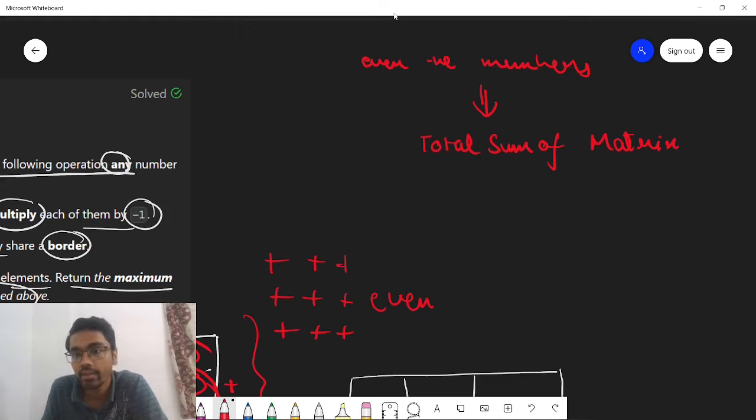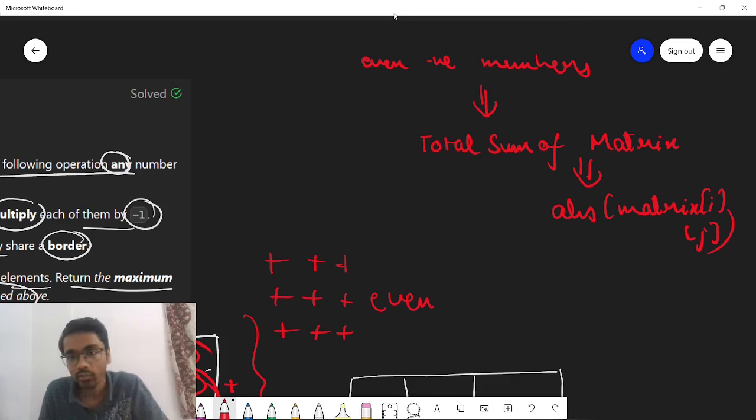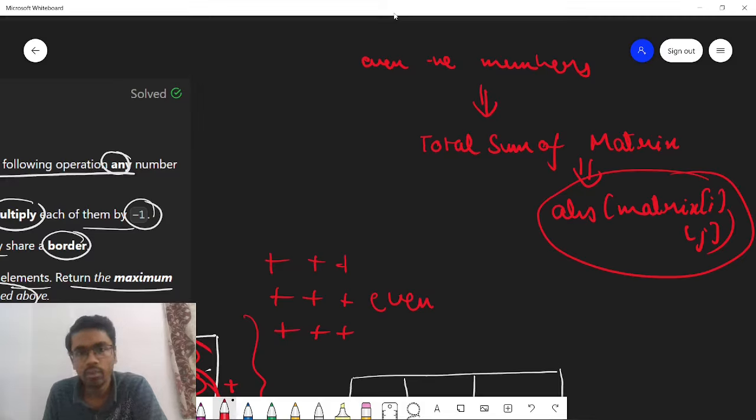So just directly take the sum, or if you are keeping track of negatives and total sum in the same loop, you can take the total sum by absolute value of matrix of i comma j, because in that case we will not actually apply the -1 operation. So that's why just take the absolute value, because we know that in the end our answer is going to be the total sum. So just take the absolute values and add them to your total sum.